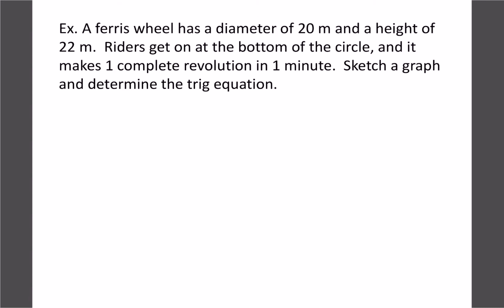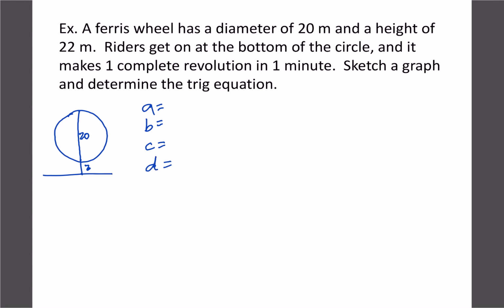Okay, let's do a different one. So here we got a Ferris wheel. It says our Ferris wheel has a diameter of 20 and a height of 22. So let's sketch this. If it's got a diameter of 20, that's our distance across, but above ground it's got a height of 22, so that means we've got 2 meters space between the ground and the bottom of the Ferris wheel. Riders are going to get on the bottom, and they're going to make one complete revolution in 1 minute. Okay, so let's figure out our ABCDs again.